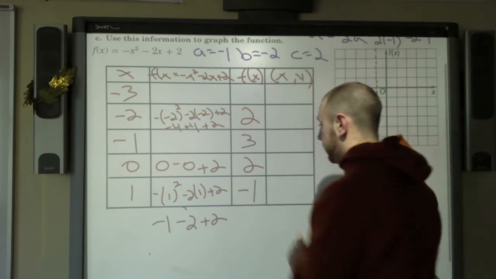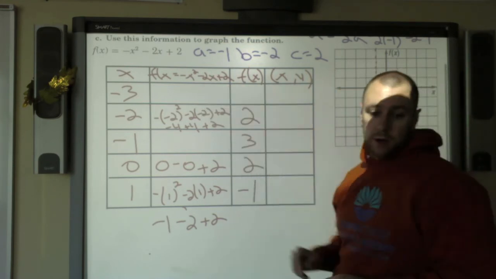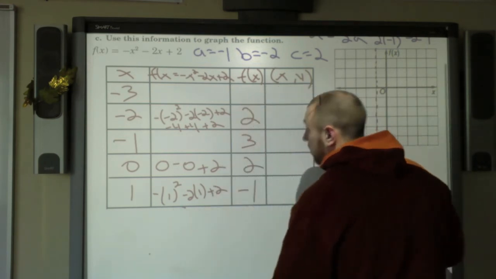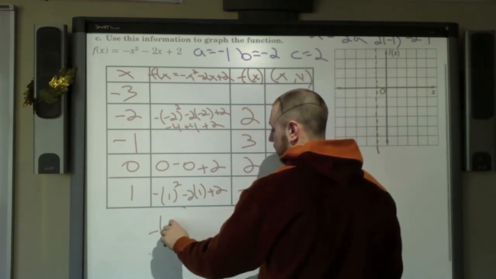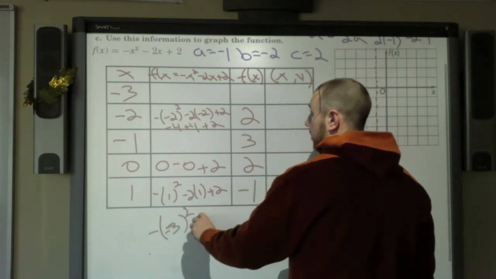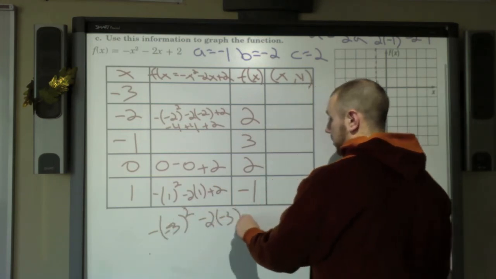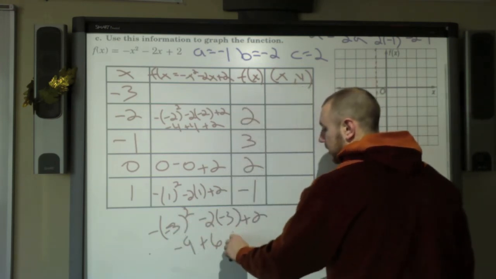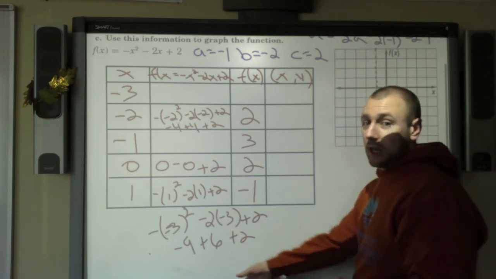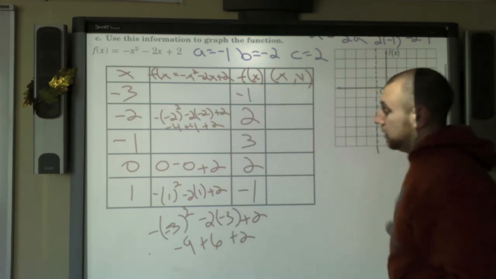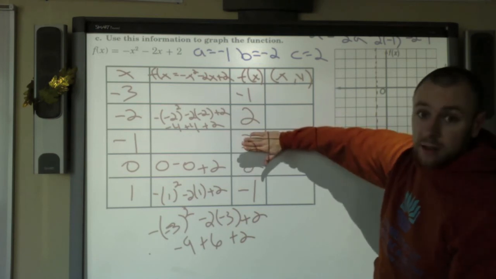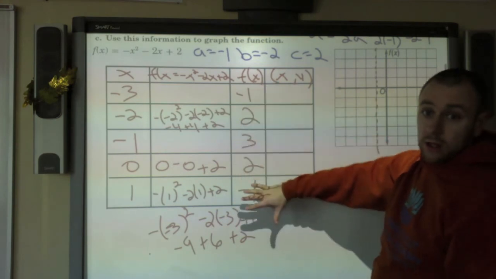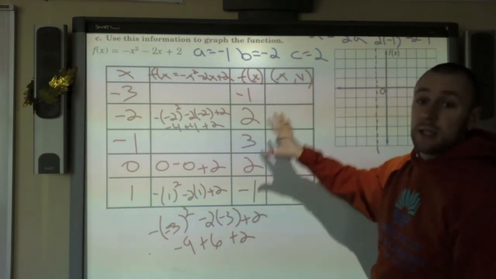If I do that for the 3, okay, negative 3 squared minus 2 times negative 3 plus 2. That's going to be negative 9 plus 6 plus 2. 6 plus 2, 8 plus negative 9. That's a negative 1. You see how right in the vertex, 2, negative 1, 2, negative 1, if you complete that all the time with the vertex in the middle, it's going to make your life easier.